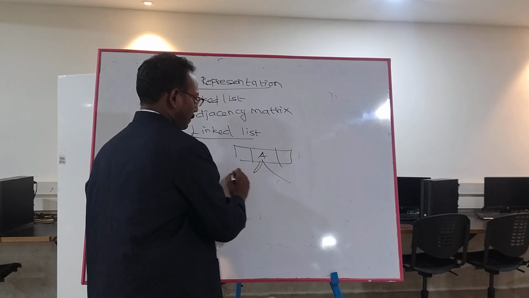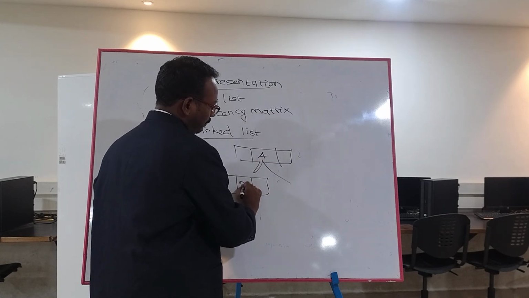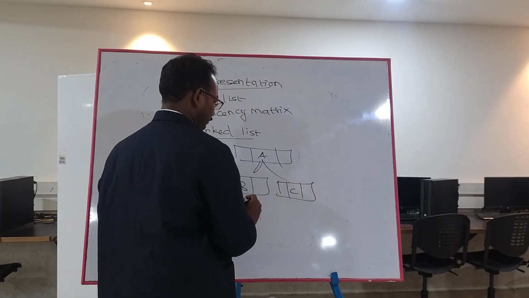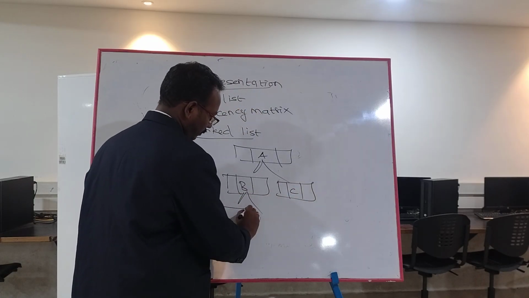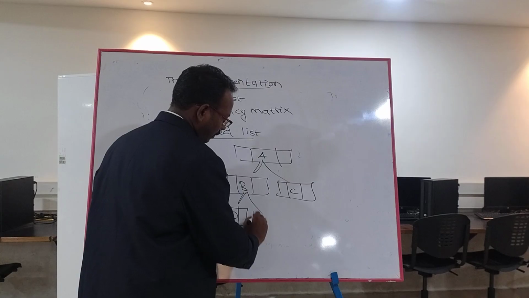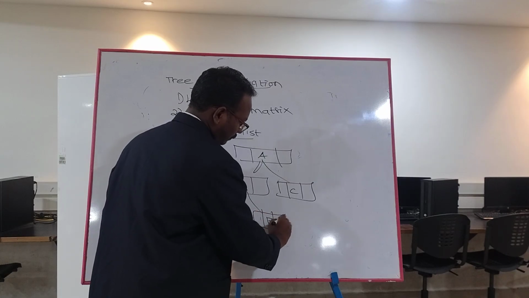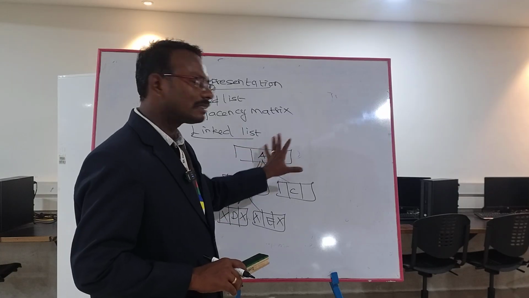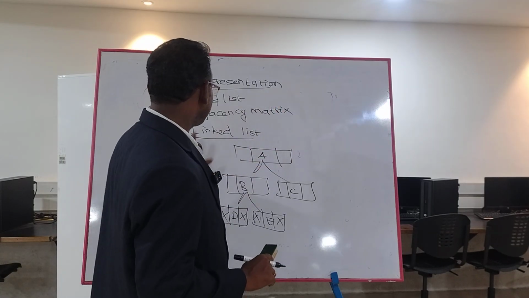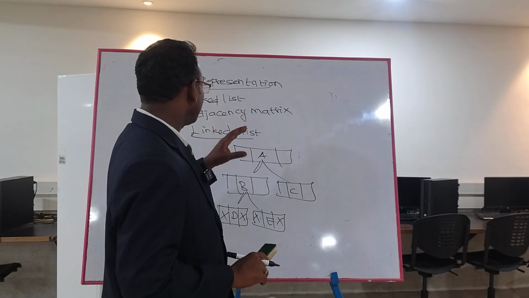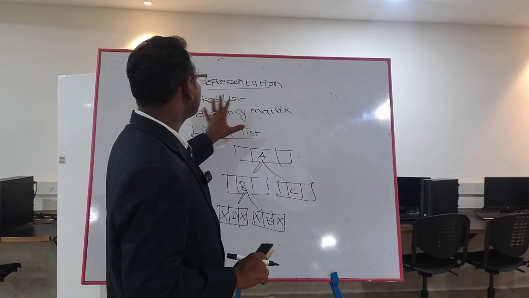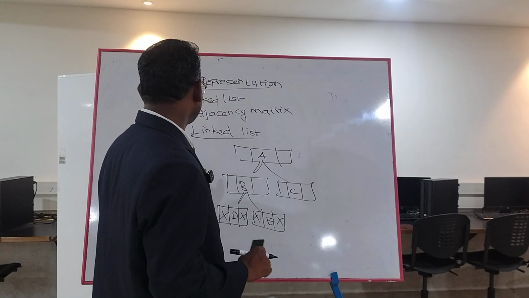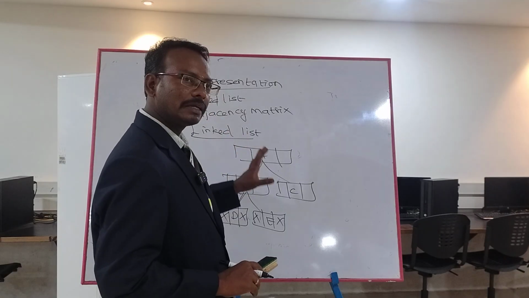A. From that, we will consider B, and C, and for D. This is the linked list representation, how the tree can be represented. In the adjacency matrix, we can show how the connections will take place from the top: A, B, C, D and E.